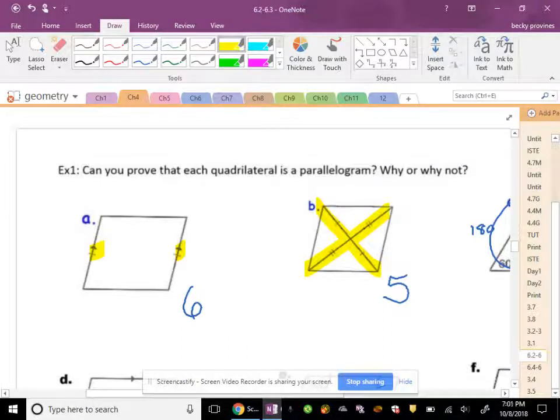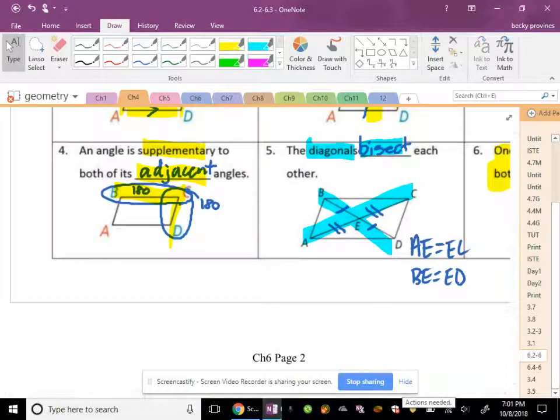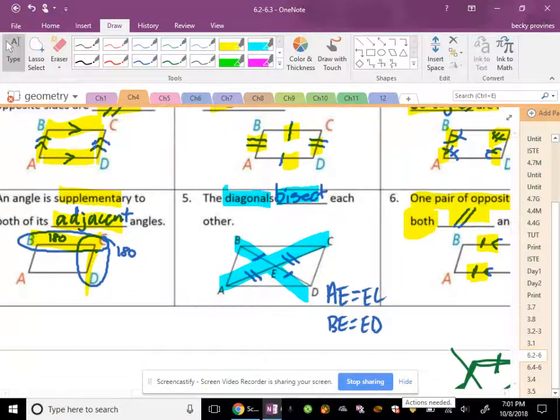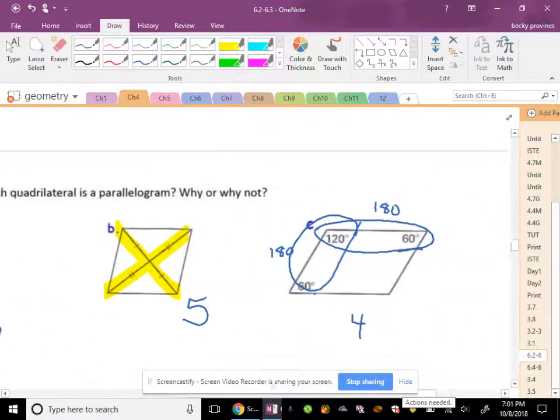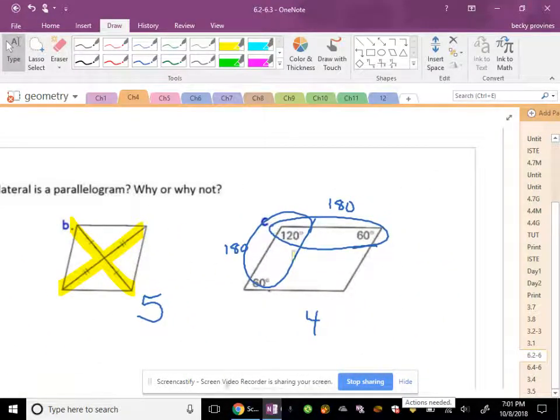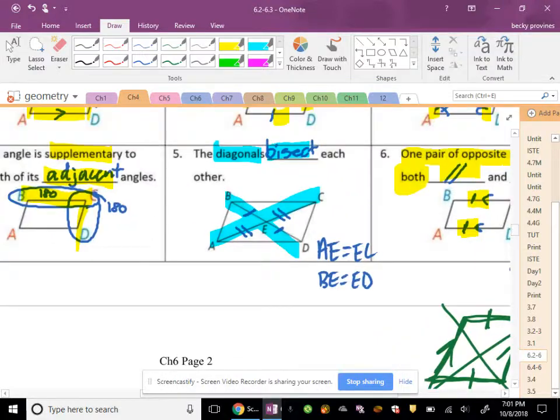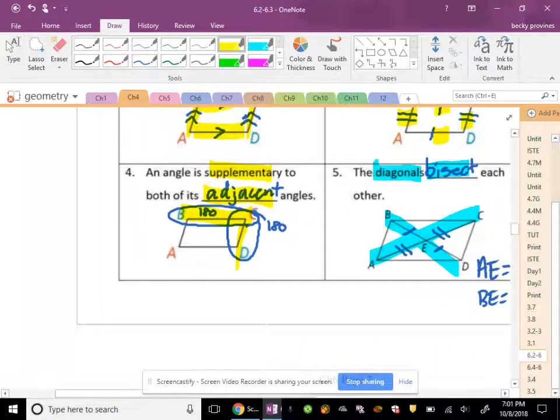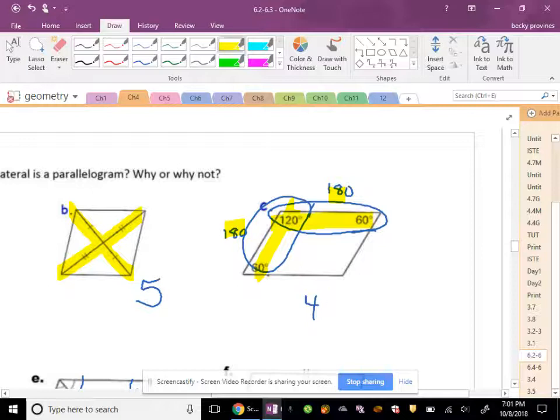Okay, next one. What happens in the middle? Diagonals bisect. Well, this is rule number 5. So let's go back and look at it. That one is diagonals bisect. Okay, letter C. Now, you just have to kind of add. When you add these together, you get 180. When you add the other direction, you get 180. So adjacent angles are supplementary. So let's see what rule number that is. That is rule number 4. So yes, I had that correct. Good.